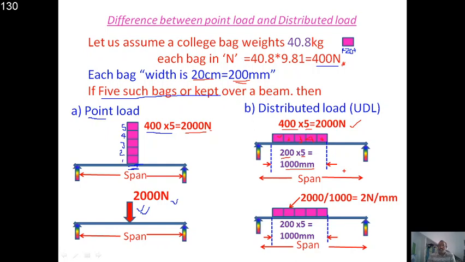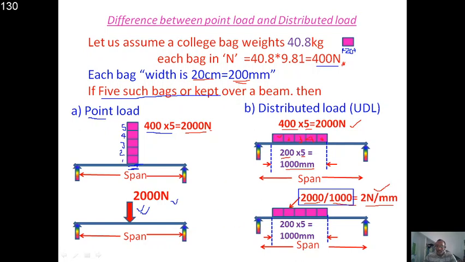Hence I want to convert it into a UDL or distributed load. I need the same notation, force per length. What is the force? 2000. What will be the length? 1000. Therefore force divided by the length gives the distributed load as 2 newton per mm. This is very important: what I did is force per length, the contacted or occupied length.